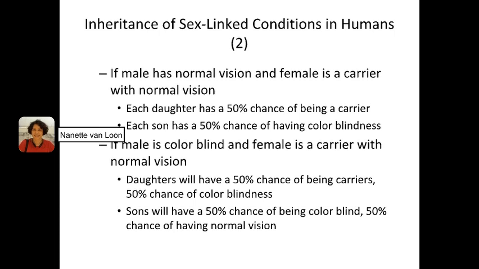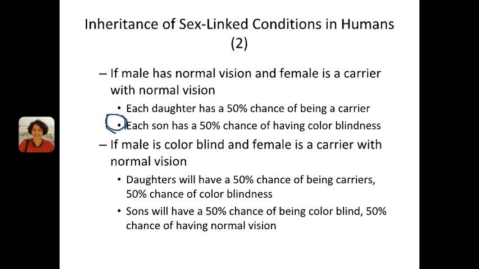Let's look at 2 other possible combinations. Here we have a male who has normal vision and a female who is a carrier. So she is heterozygous for the color blindness allele, has 1 normal X chromosome and 1 with the color blindness allele. The male has normal vision, so his 1 X chromosome has the normal allele. In that mating, each of their daughters has a 50% chance of being a carrier, meaning that she won't have the condition herself, but she can pass it on to her children. And each son has a 50% chance of having color blindness.